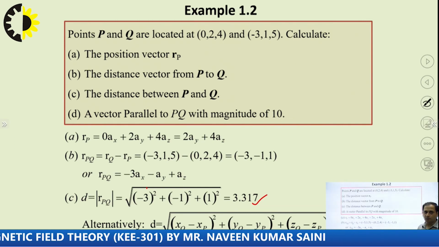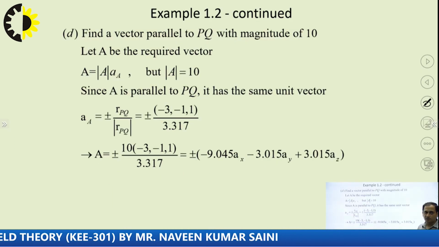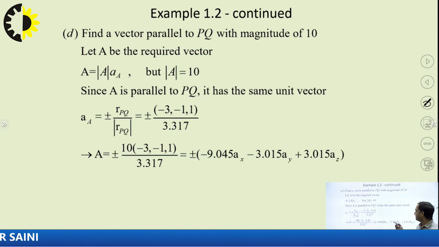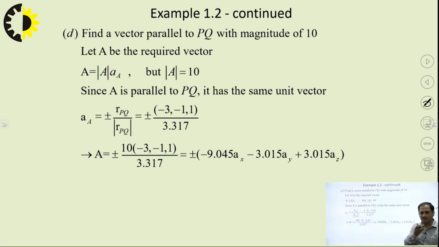Then finally the last is the D point, where we were asking for a vector parallel to PQ with magnitude of 10. For that one you have to find the unit vector, then you have to multiply this unit vector with the magnitude. Any vector which is defined, you have to multiply with the unit vector, simple. So RPQ, you got that. You have to find the unit vector from there and simply multiply with the 10.